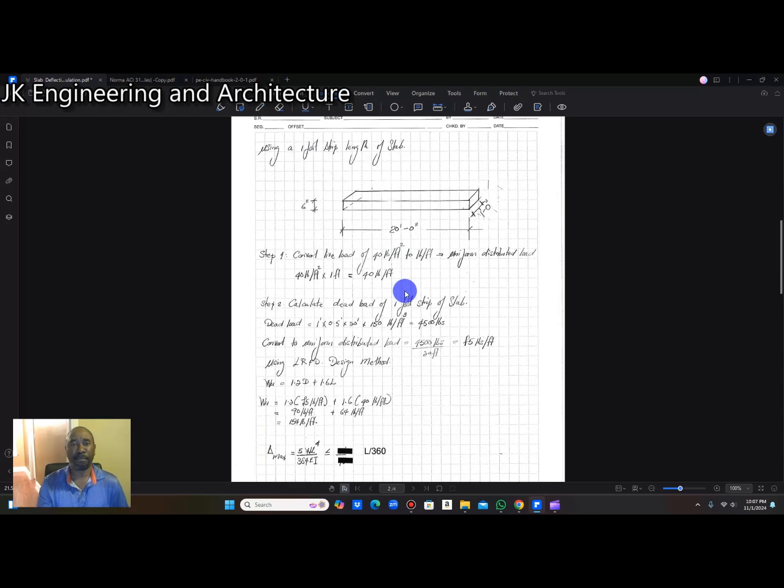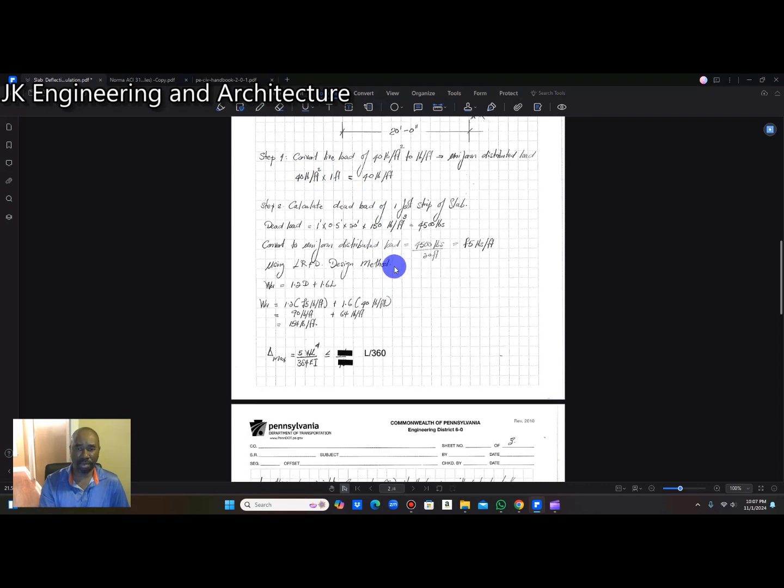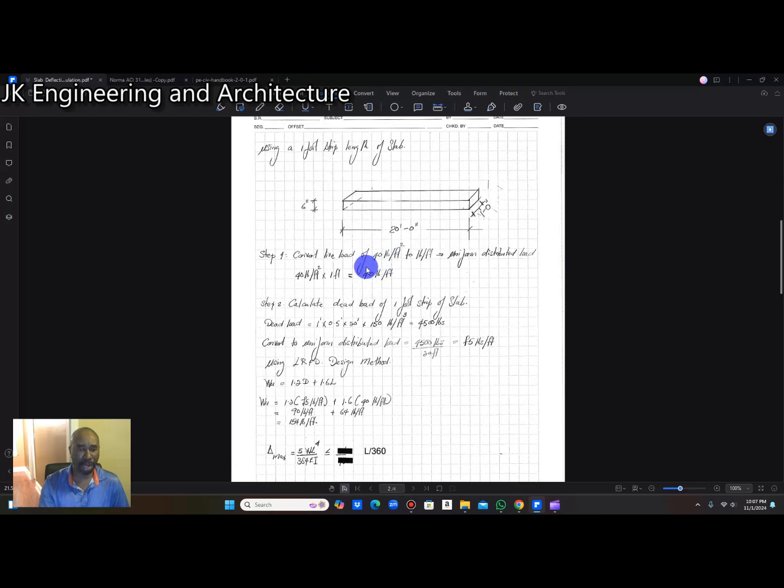So the load, we're going to convert that live load of 40 pounds per square foot to pounds per foot. We're going to convert this 40 pounds per square feet into a uniform distributed load. So how can we do that? We just simply multiply that 40 pounds per square feet by 1 foot, since we are only doing a 1 foot strip, and this works out to be 40 pounds per foot. All right, so that's the first step.